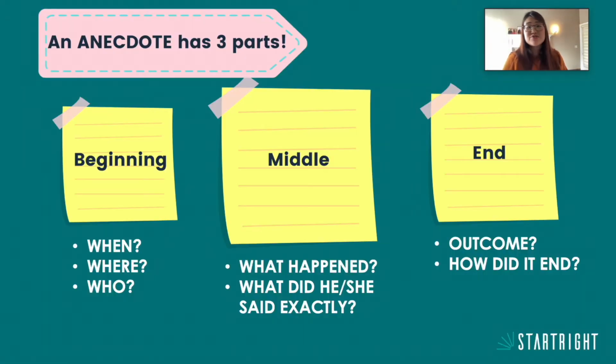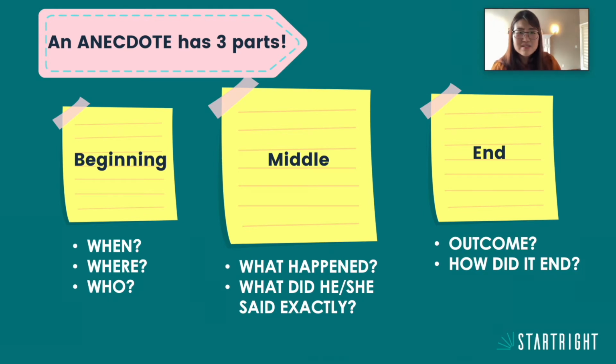An anecdote has got 3 parts. An anecdote is just a string of sentences. An anecdote tells us what happened and what you have observed. An anecdote is just like your small group time. There are 3 parts, remember? Beginning, middle, and end. Easy. Very quickly, the beginning of the anecdote should answer when, where, who. When did this happen? Where did this take place? Who is it you're talking about?